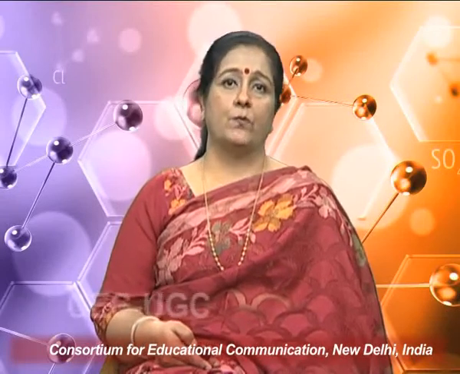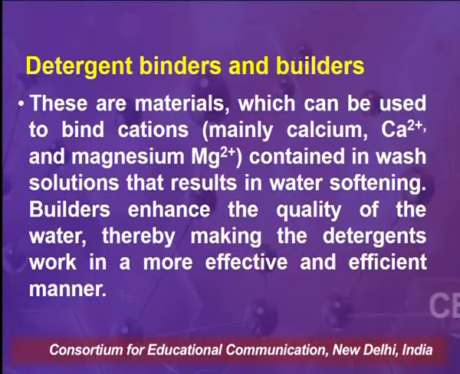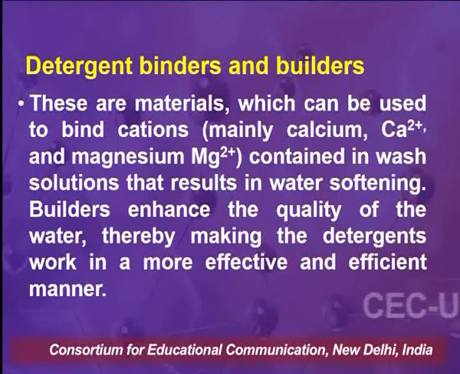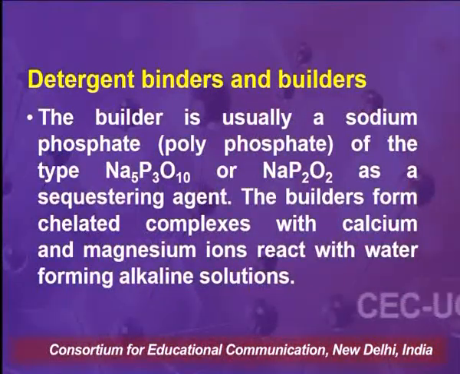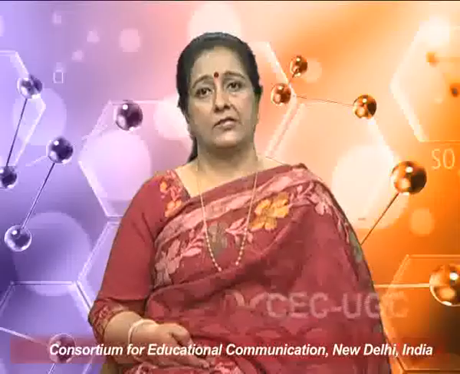Now in the end we will discuss detergent binders and builders. These are the materials which can be used to bind cations, mainly calcium and magnesium, contained in wash solutions that result in water softening. Builders enhance the quality of water, thereby making the detergents work in a more effective and efficient manner. The builder is usually a sodium phosphate of the type Na5P3O10 as a sequestering agent. The builders form chelated complexes with calcium and magnesium ions, and react with water, forming alkaline solutions.